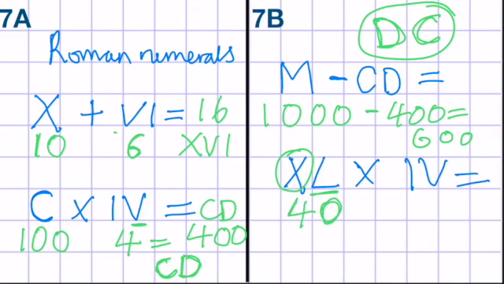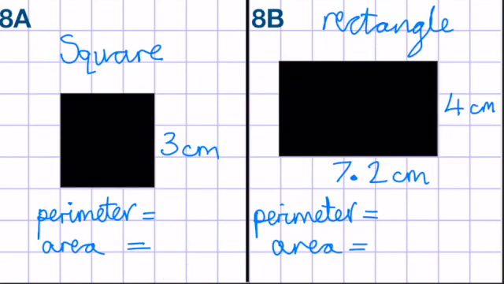Okay? 40 times IV. IV is 4. So it's 40 times 4. Now 40 times 4 is 160. And 160 in Roman numerals would be C for 100, L for 50, and then add the 10, 160.